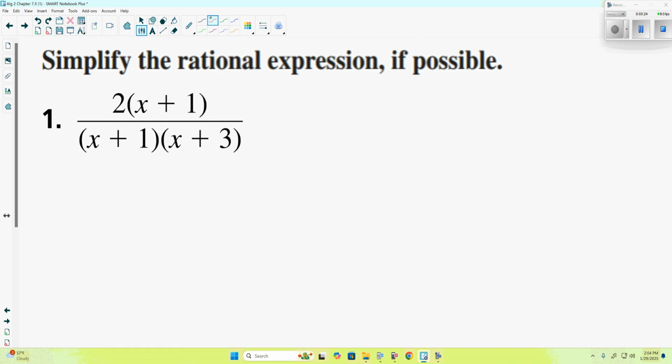We have 2 times x plus 1 over x plus 1 times x plus 3. So what's in common? Well, the x plus 1, because the whole expression is in common on top and bottom. X plus 1 and x plus 1 are the same. So the numerator, the only thing left is 2. The denominator's only thing left is x plus 3.